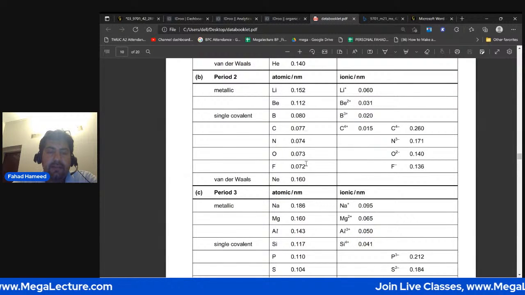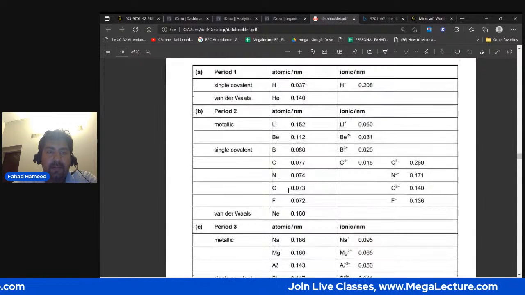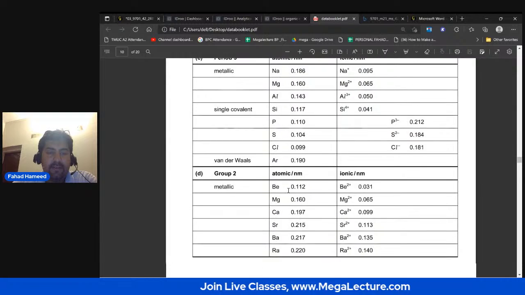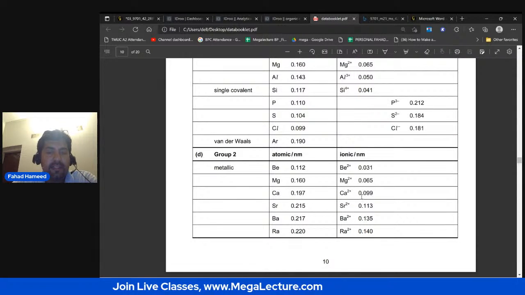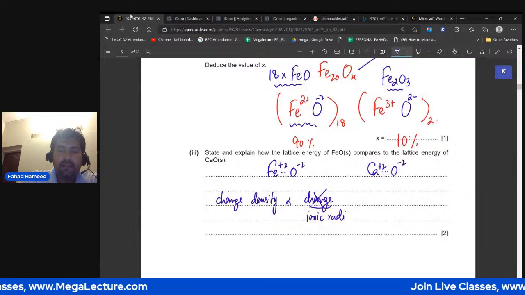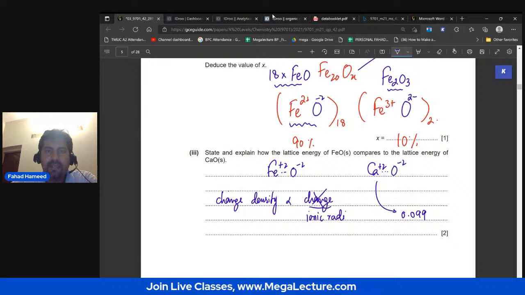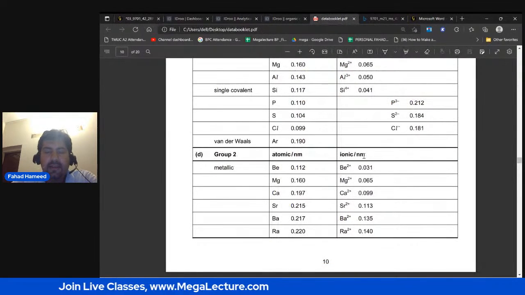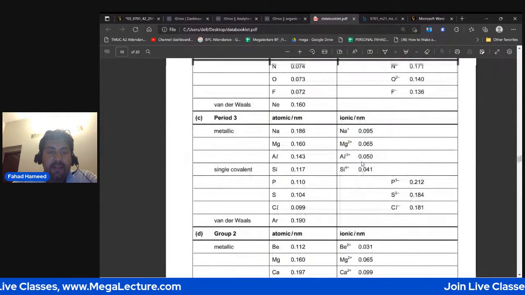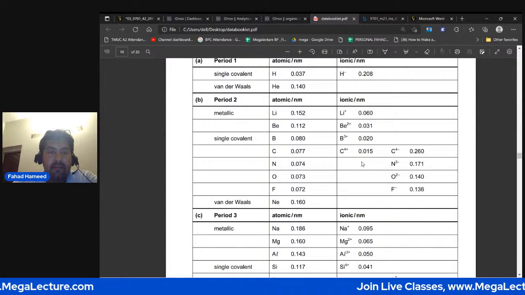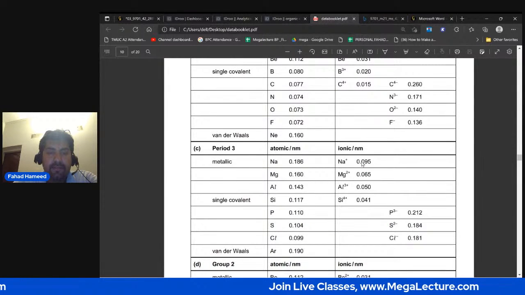So I'm going to code the two values. Calcium, that's hopefully group 2. Calcium over here, the ion is 0.099. So let's code that. Calcium has an ionic radius of 0.099 nanometers, whatever the unit is. And let's look at iron. Not really sure where iron is.